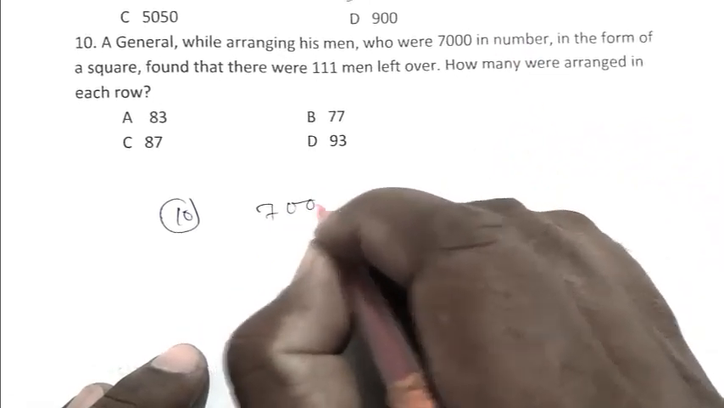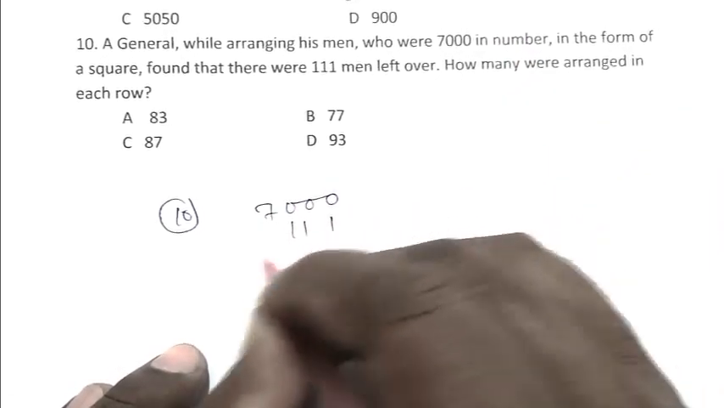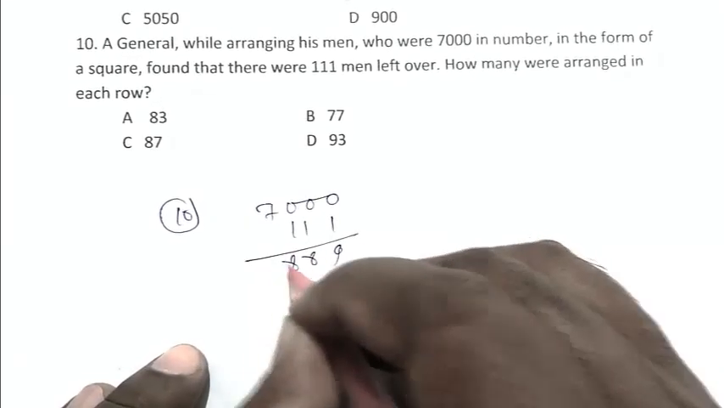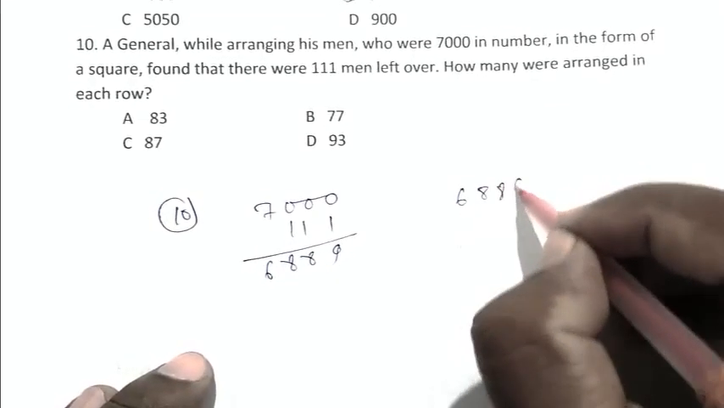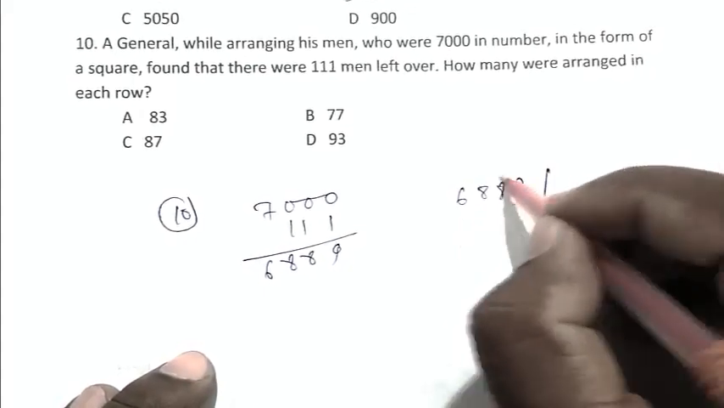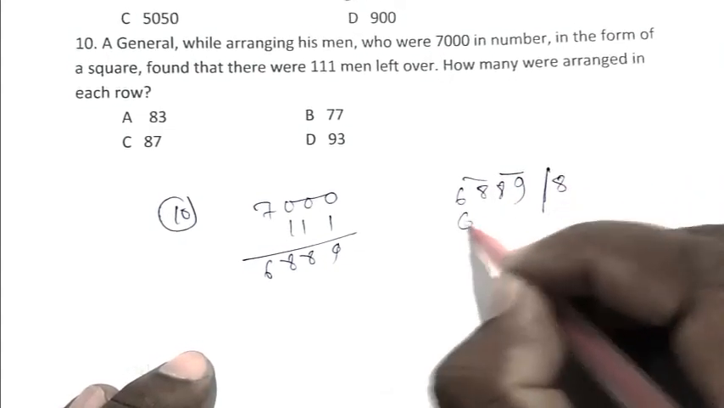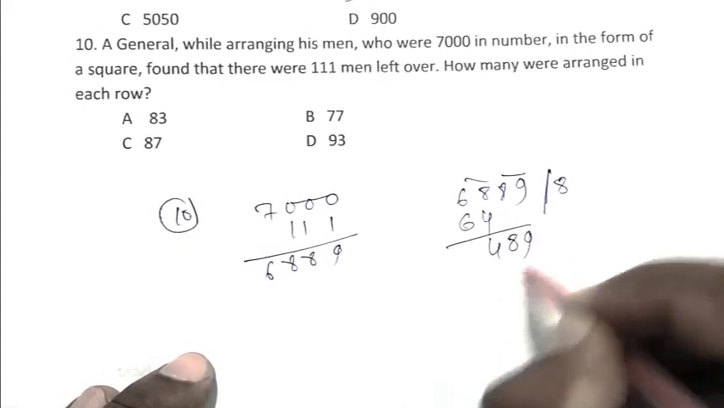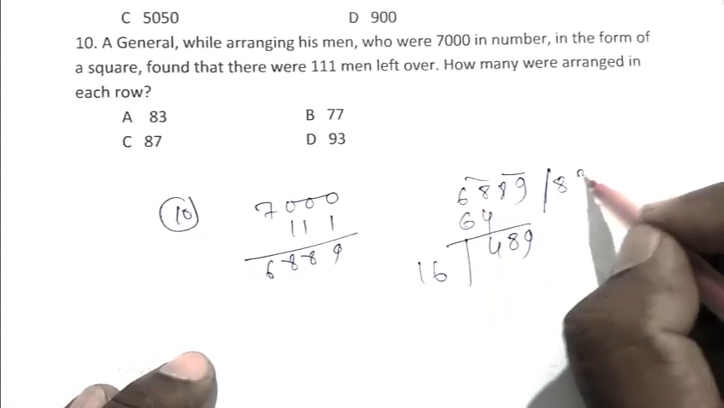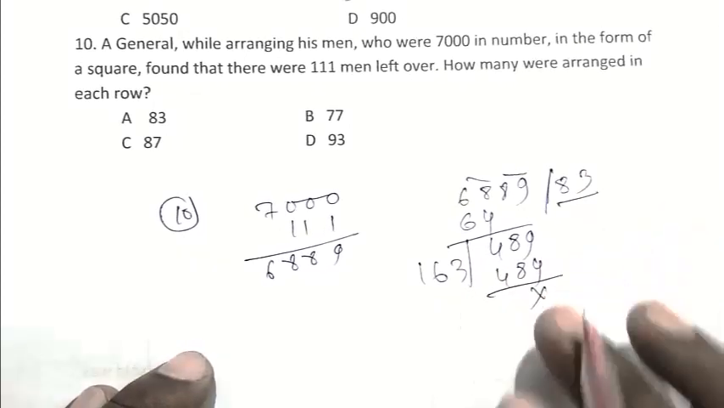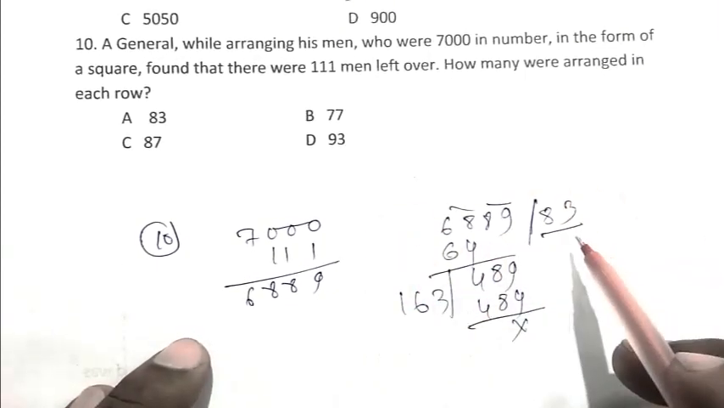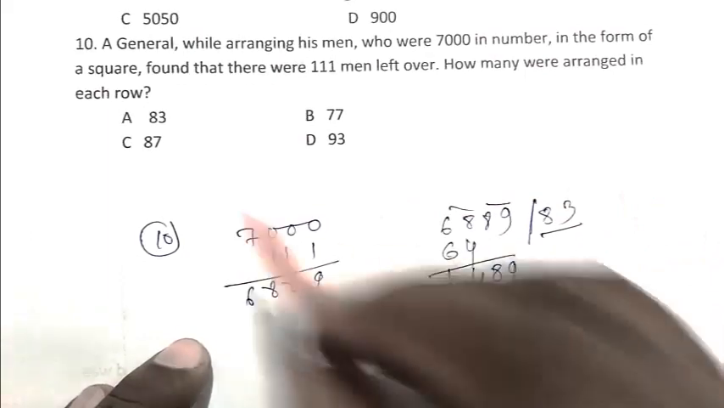So 7,000 minus 111, we get 6889. So the square root is 83. So the number of rows is 83. A is the right answer.